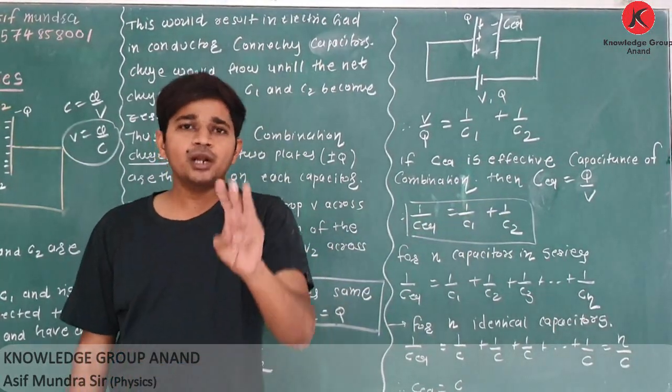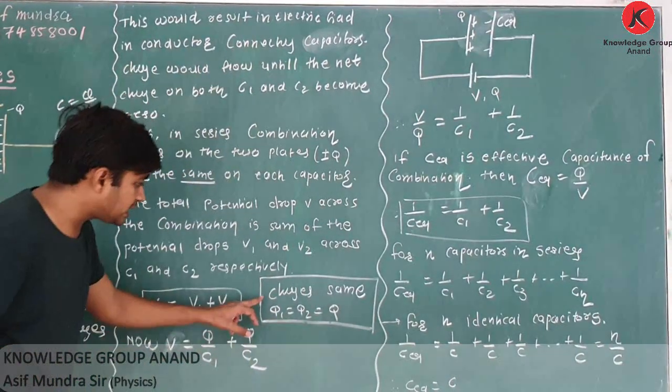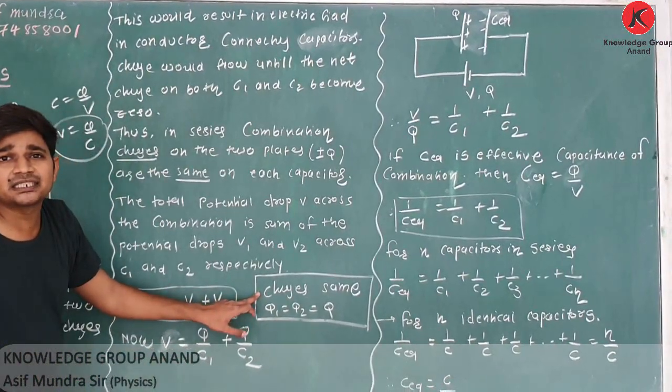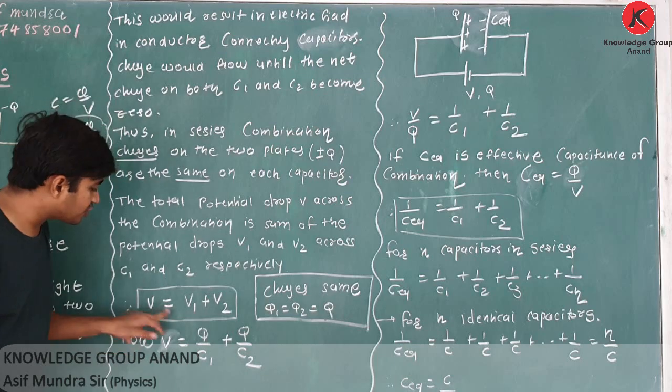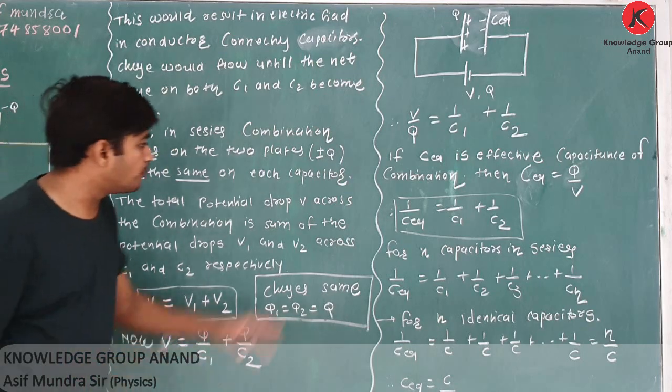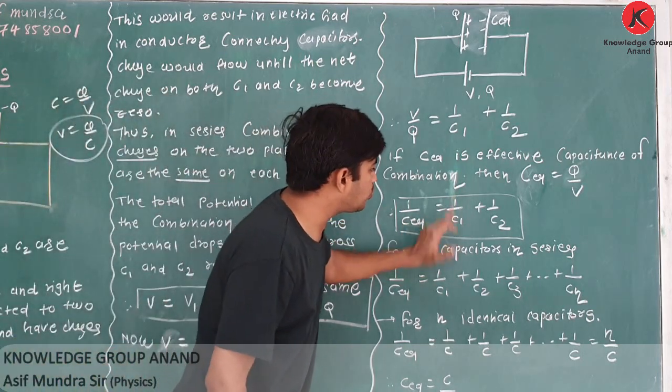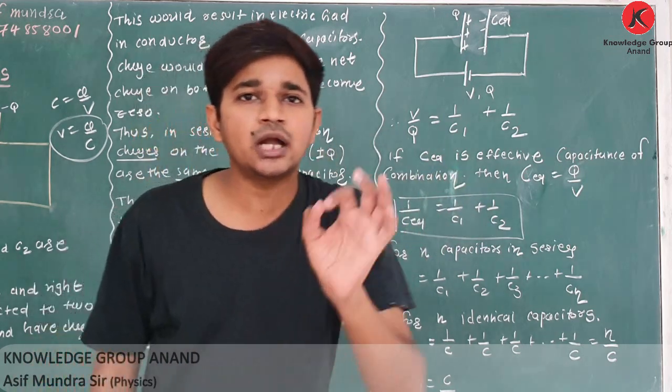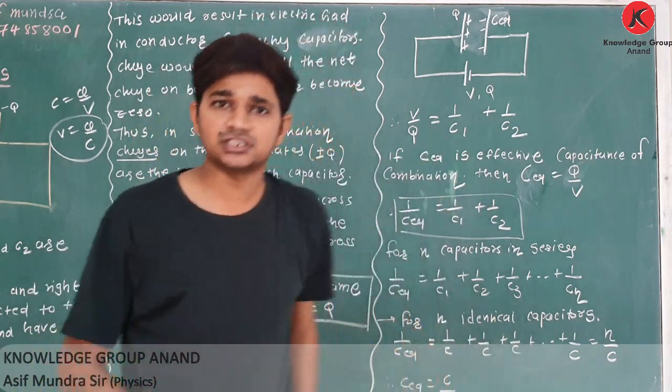You have to remember three relations. In series connection, the charge on each and every capacitor is the same. V is equal to V1 plus V2. 1 upon C equivalent is equal to 1 upon C1 plus 1 upon C2. You have to remember these things to solve questions.